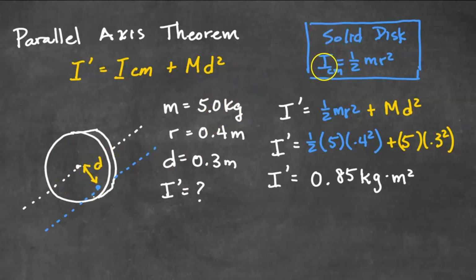So let's use an example of this solid disk. The rotational inertia equation for this solid disk through the center of mass is 1/2 mr squared. The new rotational inertia is going to be equal to 1/2 mr squared plus m, which is the mass of the disk, times d, where d is how far away you move the axis of rotation, squared. When we do that calculation, we get 0.85 kilogram meter squared. So moving the axis of rotation away from the center of mass will increase the rotational inertia, and it's going to increase by that amount.